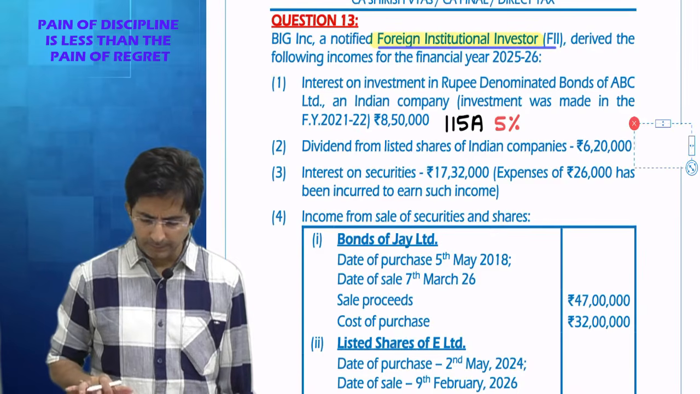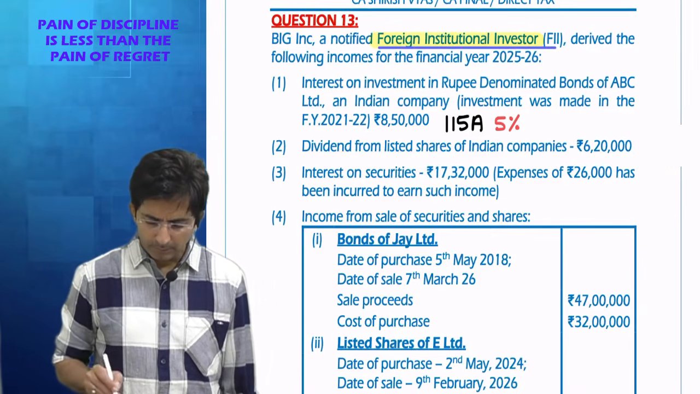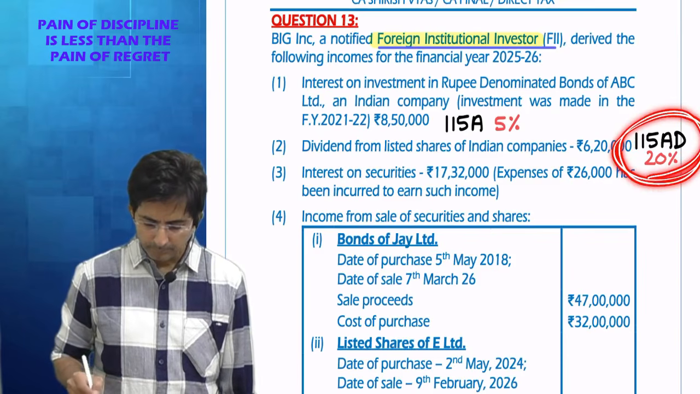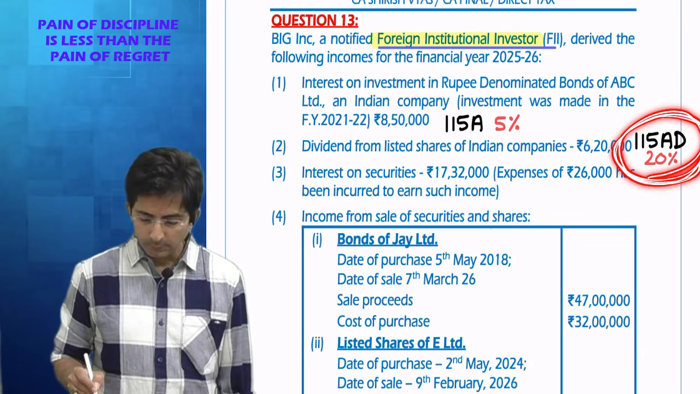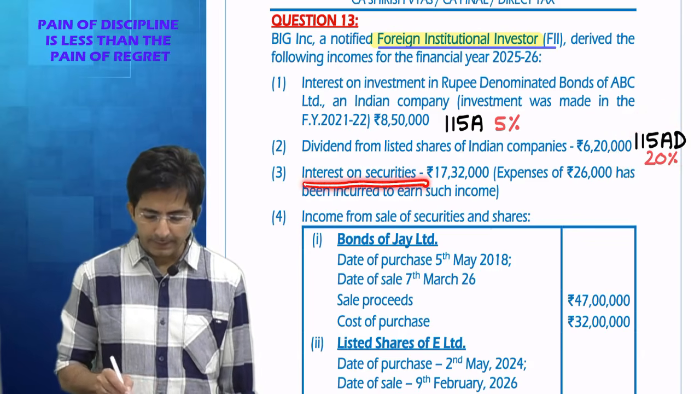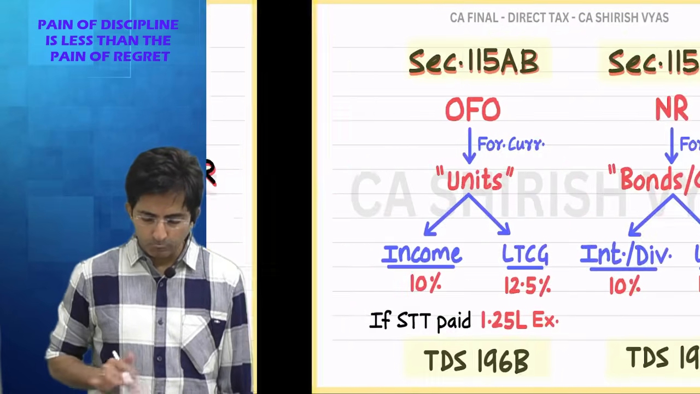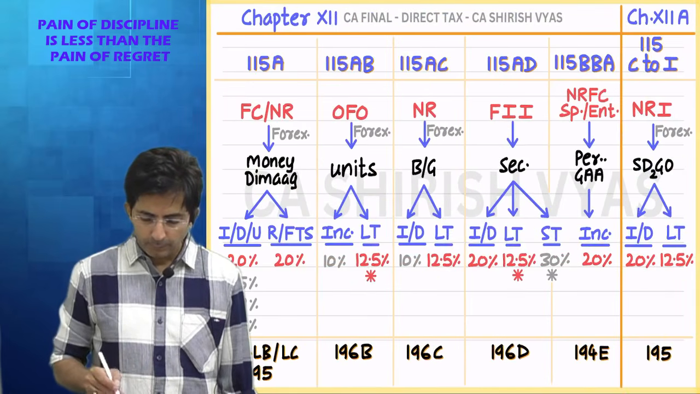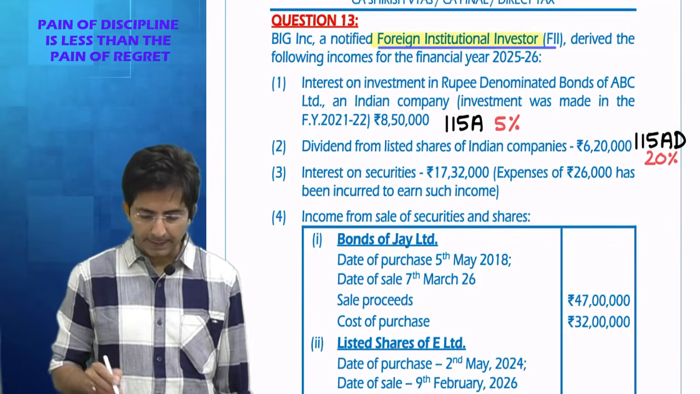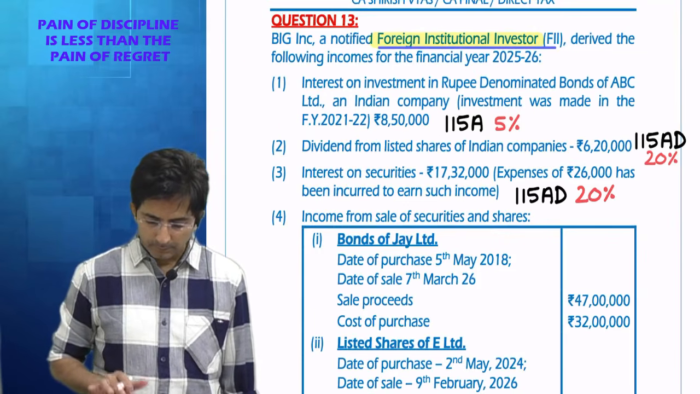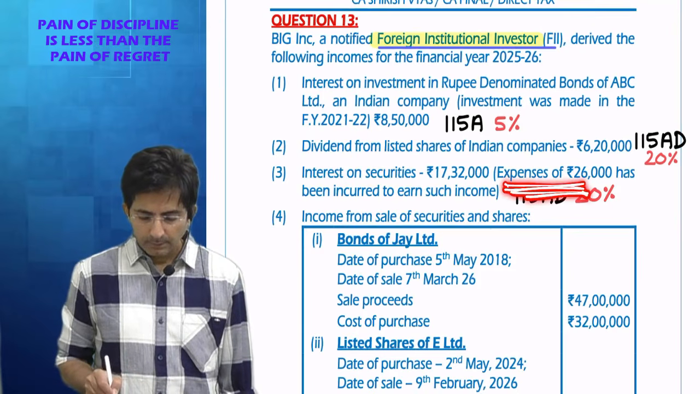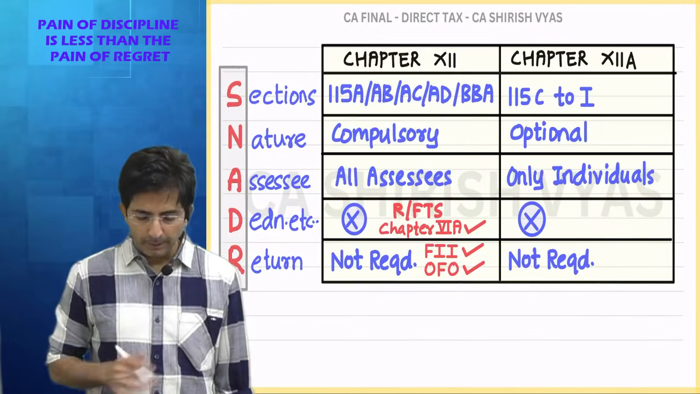See what I have written here. Read. Wait. One more point is there. This 115AD, 20% is clear. Then interest on securities. Again, for interest on securities, if you use this section of FII, interest on securities is subject to 20% tax. What about expenses? There was one common point I told you.